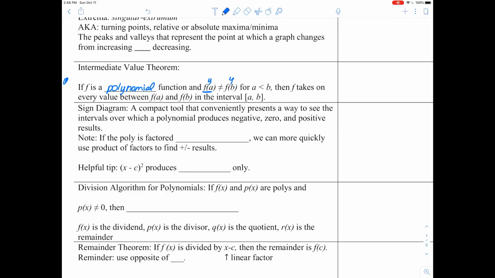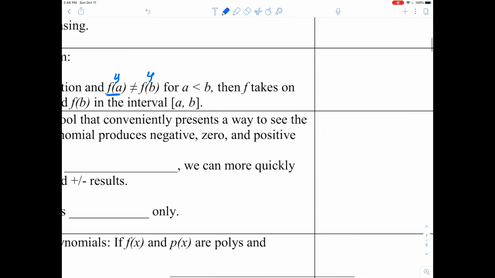So what does that look like? So let's come over here and kind of give you a little depiction that will help you to understand what's happening here. So here we have our x-axis and here we have our y-axis. And a has to be less than b.